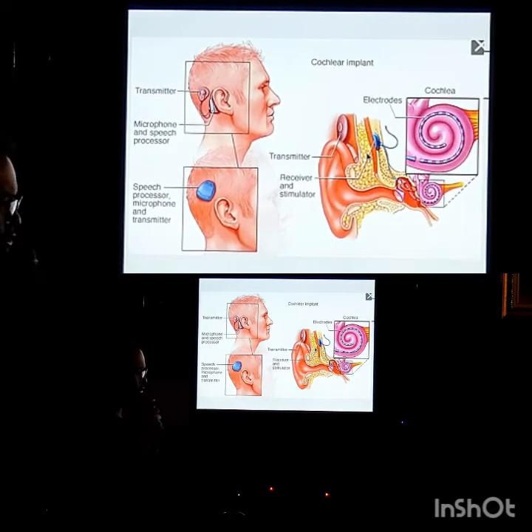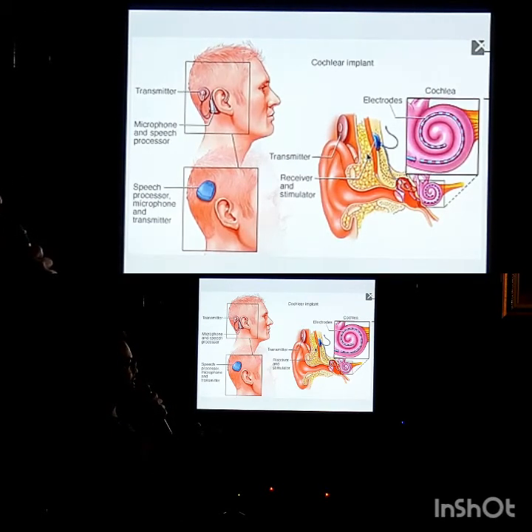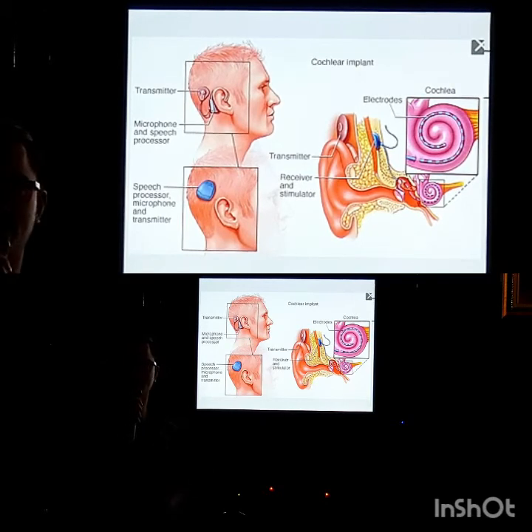the otologic surgeon would drill a well at the occipital or parietal part of the skull, put the receiver there, and do a mastoidectomy until you reach the posterior tympanic cavity, and then either you do a round window approach or a cochleostomy approach. And then this is the speech processor and microphone and transmitter. So, cochlear implant. Okay, that's the end of my lecture.